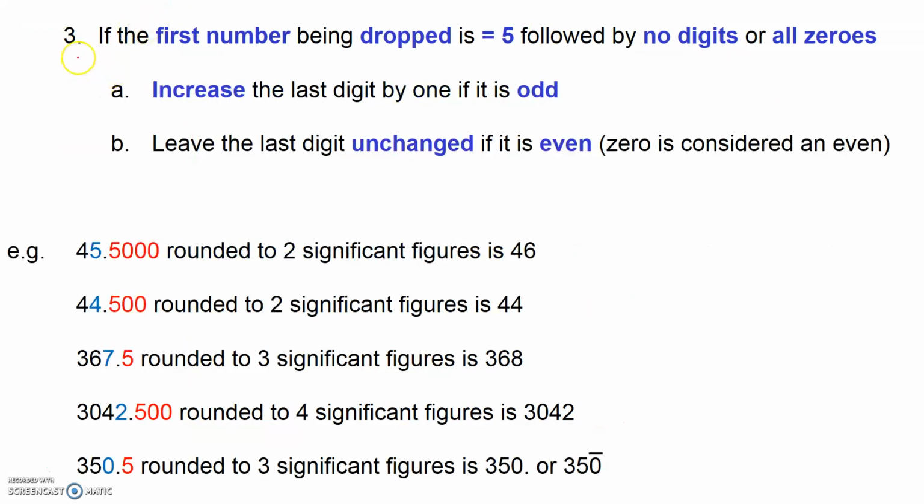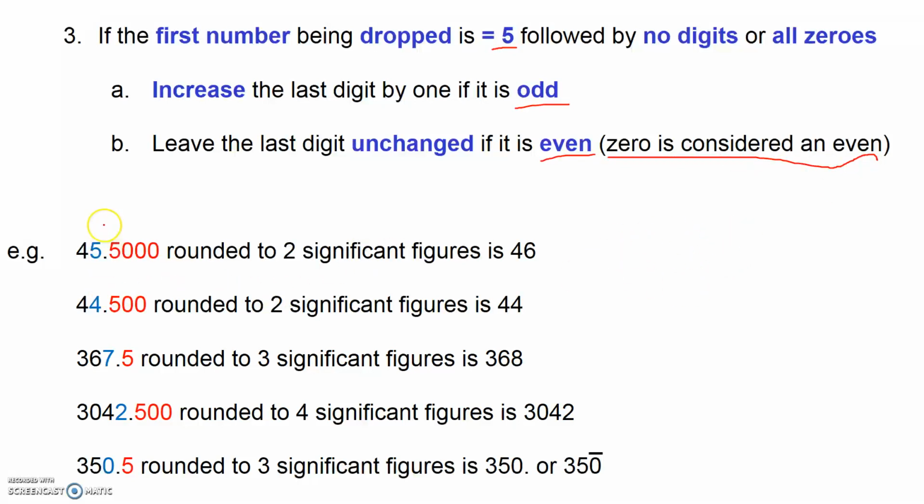Now this is where our third rule gets a little bit complicated. If the first number being dropped is exactly 5, or alternatively it is 5 followed by just a bunch of zeros, then we use our odd and even rule. We're going to increase the last digit that we're keeping by 1 if it is odd, and if the last digit that we're keeping is even, we're going to keep it the same. And something to keep in mind is that a 0 is considered an even number.